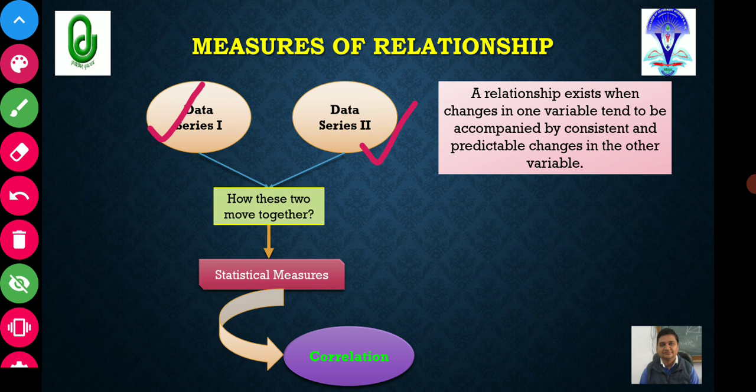So, suppose milk yield and fat content. You want to know if milk yield is increasing, what will happen to the fat content. How do these two move together? For that you have to apply a certain statistical measure, and the first and foremost statistical measure for measuring the relationship between two variables is correlation. A relationship exists when changes in one variable tend to be accompanied by consistent and predictable change in the other variable. This consistent and predictable change we have to identify with the help of correlation.